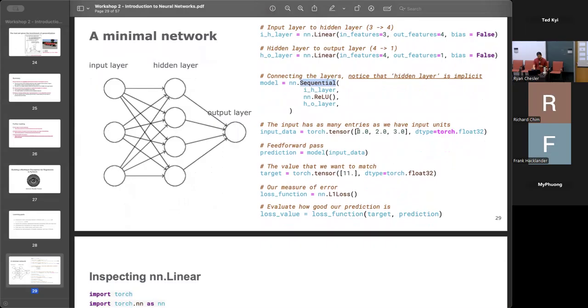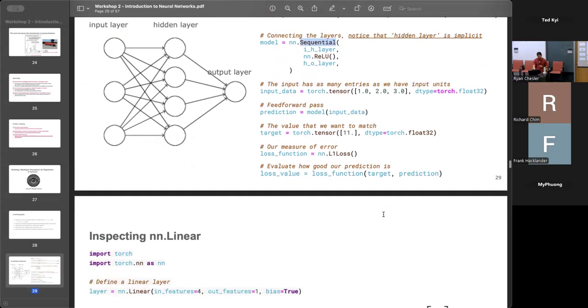So they define some input data. It's just 1, 2, 3, and then they're saying we can pass this through the model, and then the target is going to be 11, and then we define some loss function, and then we say how close are we to the value with our prediction.